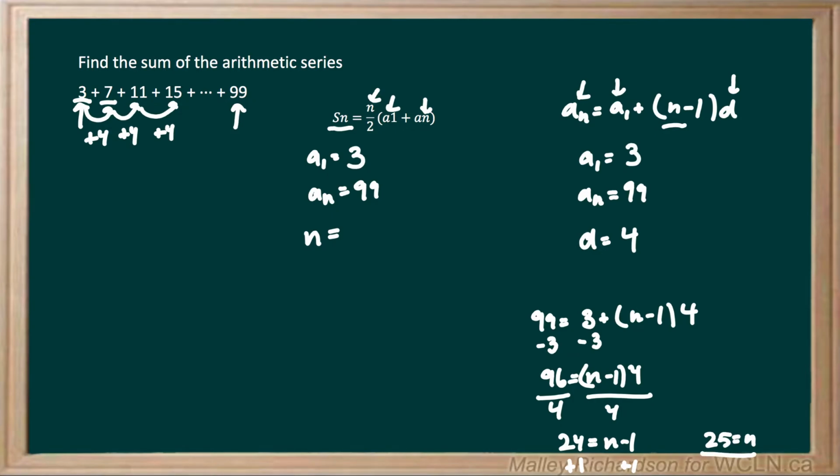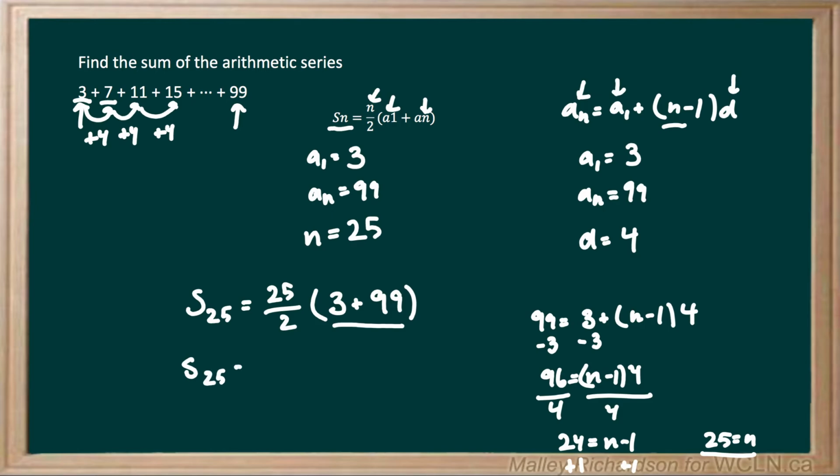So now that we know what n equals, we can solve for S of n in our first formula. So filling in what we know, we're solving for S of n, which we know to be S of 25. All of that equals n over 2, which is 25 over 2, multiplied by a1, 3, plus a of n, which is 99. Now according to BEDMAS, we want to do our brackets first. So S of 25 equals 25 over 2, multiplied by 3 plus 99, which is 102.